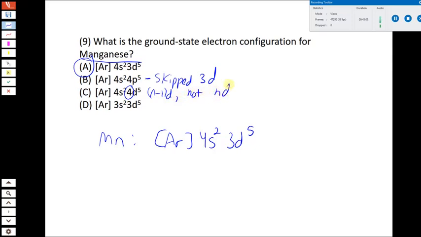This one, remember that it's going to be n-1d. So after 4s, it's not 4d, it's 3d. So that's why choice C is wrong. It should be 3d5, not 4d5. And then remember, here we're in the 4th period. So the principal quantum number is 4, and that means the S block should be 4s2. So, these are all similar to each other, but the only one that has the correct subshell designations is choice A. All right, questions on this one?